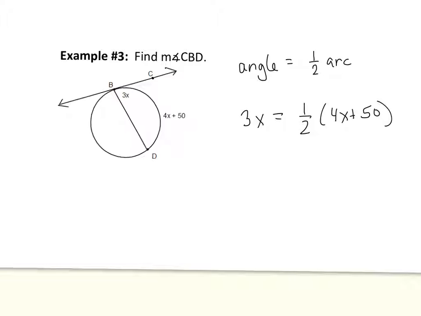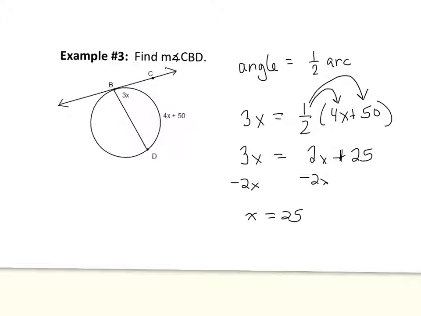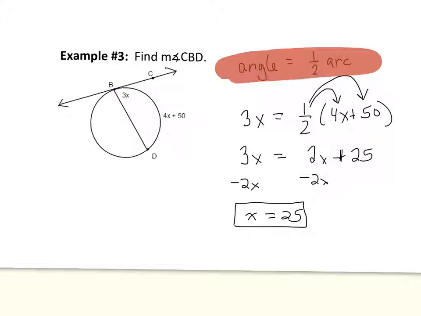Now there's lots of ways to do this problem. I think the easiest way would be to distribute the 1/2, multiply half to both of these things. So 1/2 times 4x is going to give me 2x. 1/2 times 50 is going to give me 25. So I get 3x equals 2x plus 25. I'll subtract 2x, so I get 1x equals 25. So again, nothing complicated. It all comes back to the theorem that the angle is going to be half the arc when a tangent and a chord meet.